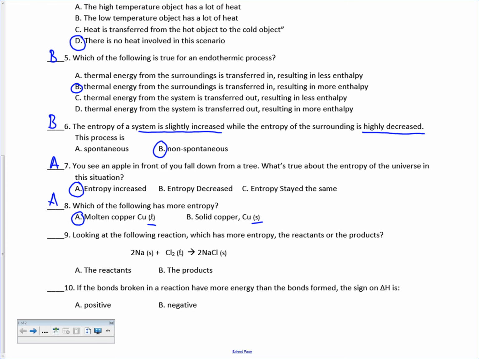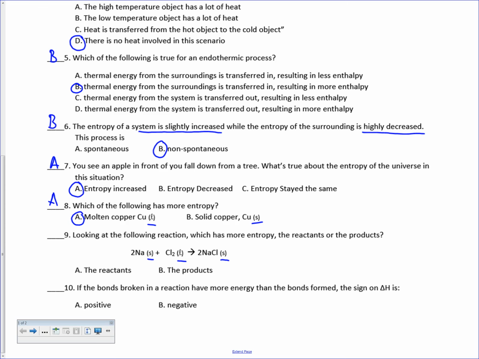This is looking at the following reaction: which has more entropy, the reactants or the products? In this case, we've got a solid and a liquid going to a solid, so that should indicate a decrease in entropy, all right, because entropy is disorder or dispersal. The other thing is we've got 3 moles of substance on the left-hand side, on the reactant side, because we've got 2 moles of sodium and a mole of chlorine, and we just have 2 moles on the product side. So that's 2 moles of NaCl.